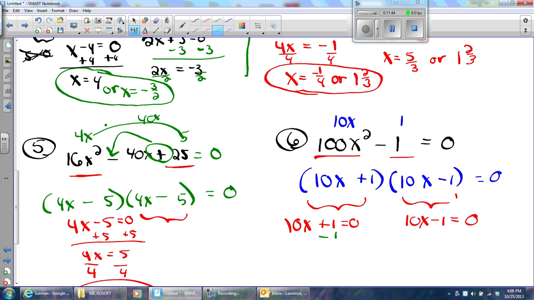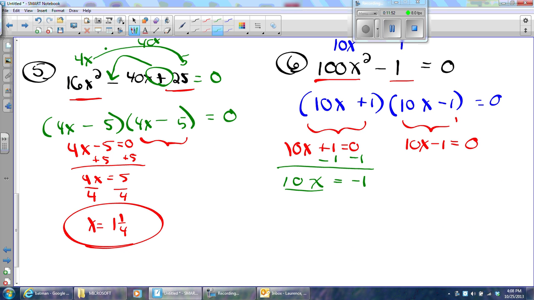Subtract 1, subtract 1. 10x is going to equal -1. Okay, I'm going to divide by 10. Please show this work. A lot of you just like to go, oh, x is 10, and it makes no sense whatsoever. The answer here is x equals -1/10.